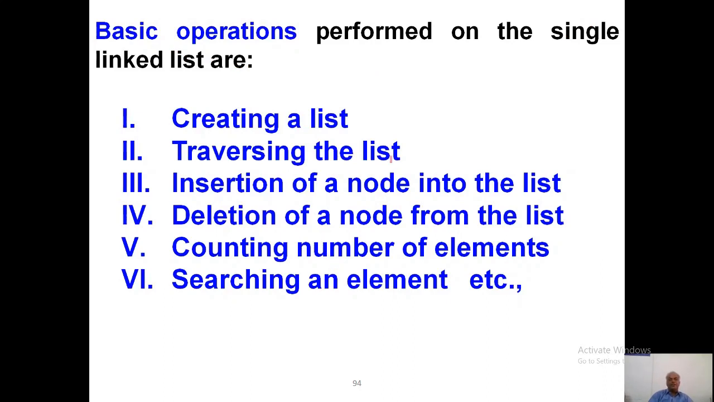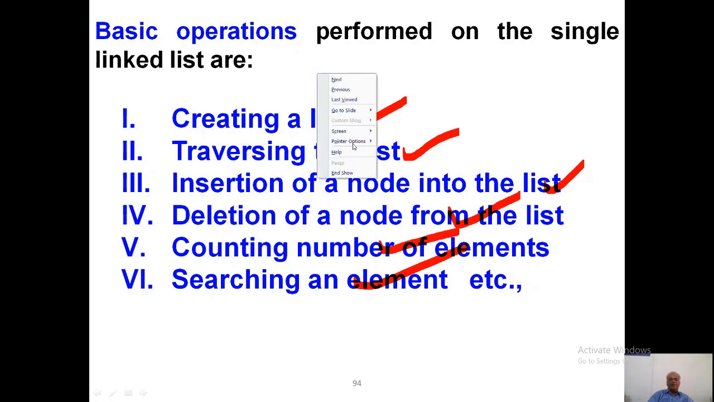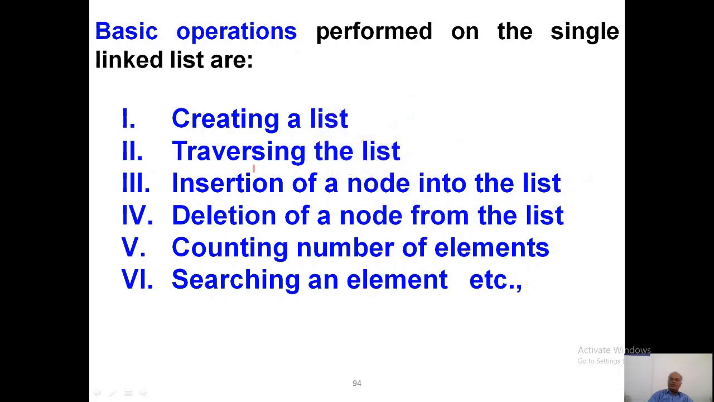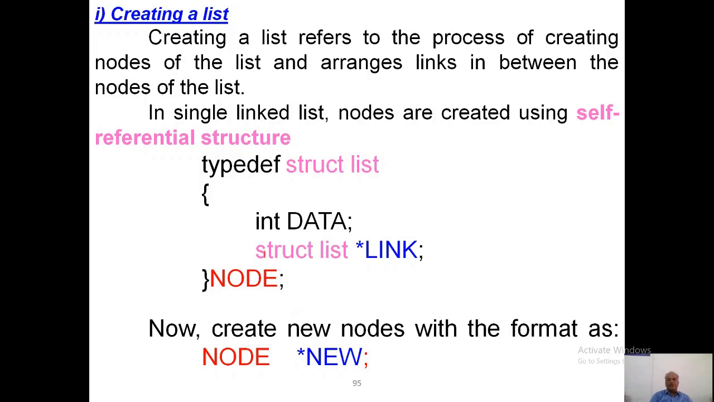The basic operations performed on a linked list are creating a list, traversing a list, insertion of a node into the list, deletion of a node from the list, counting the number of elements in the list, and searching an element. So the basic operations are creation, traversing, insertion, deletion, counting, and searching.